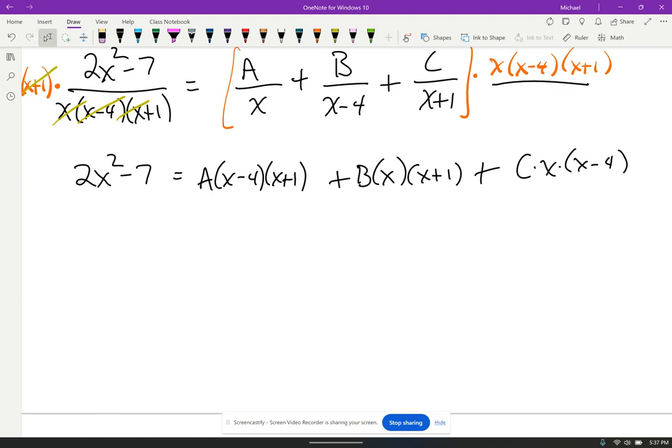Why do I now feel like this is more complicated than what I started with? Well, for now it is, but we're going to find the a value, the b value, and the c value in this equation. And the way we do that is we're going to choose an x value that is convenient for us. For example, if x equals 4, we're going to have this on the left side of the equal sign. But when I substitute this 4 in here for x, I'm going to zero that out.